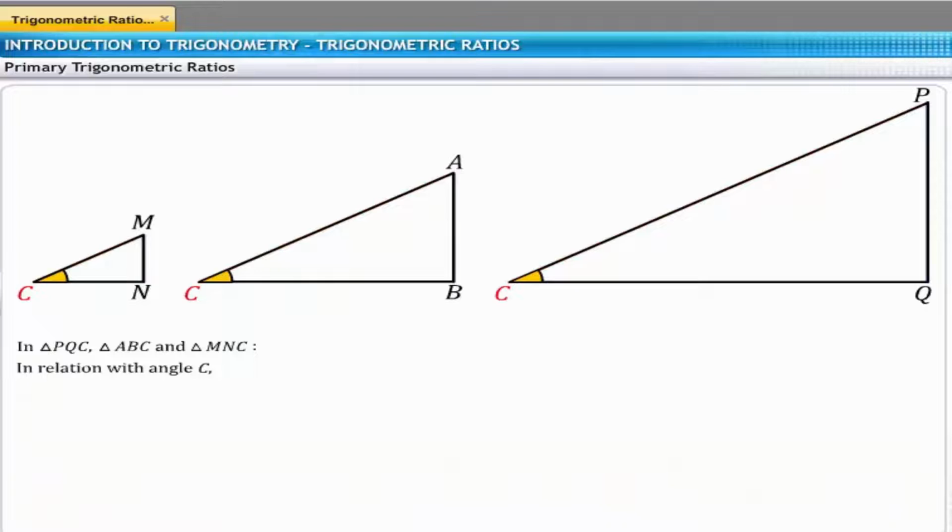Similarly, in relation with angle C, sides PC, AC, and MC are hypotenuses, and sides QC, BC, and NC are sides adjacent to angle C.